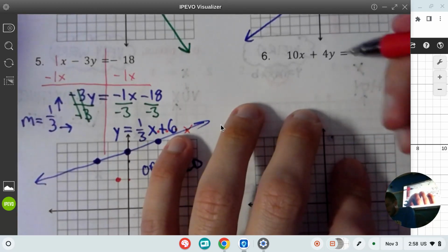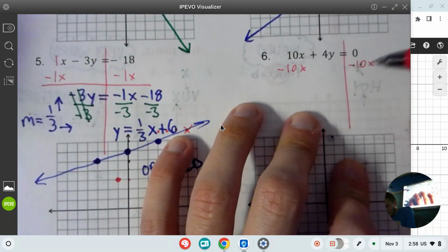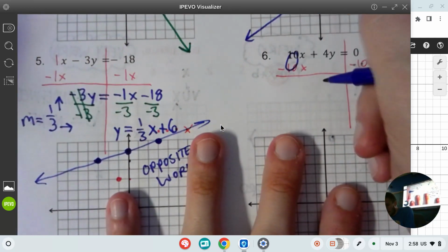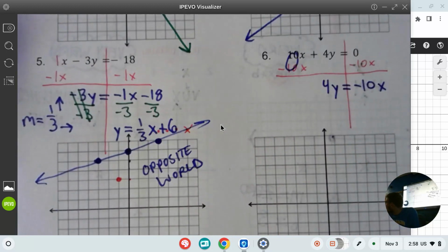And we have one question left. 10x, so we do minus 10x, minus 10x. 4y equals -10x.